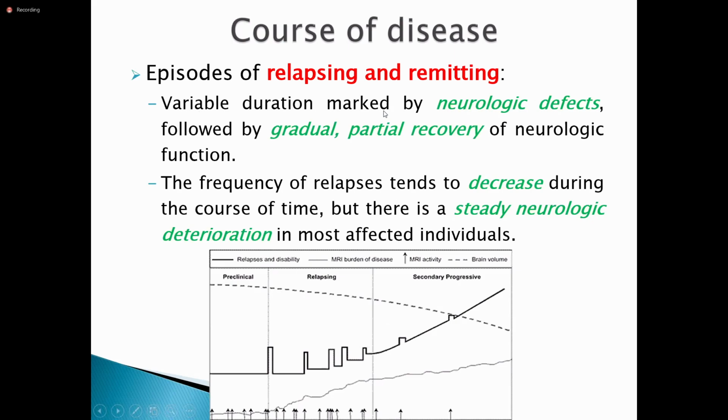Okay. So variable duration marked by neurological deficits followed by gradual partial recovery, partial, not complete, recovery of neurological function. The frequency of relapses tends to decrease during the course of time, but there is steady neurological deterioration in most affected individuals. You see the frequency between the peaks becomes longer, but the baseline abnormality or neurological deterioration is more in the late stages of the disease. Okay, is that clear?